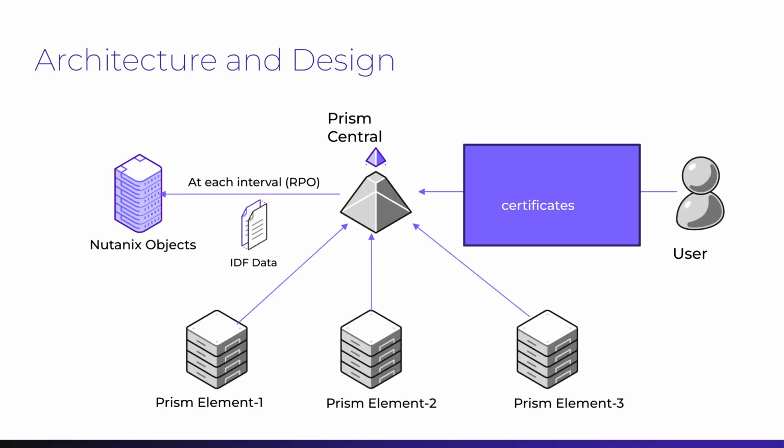On Prism Central, there's a database called Insights Data Fabric, or IDF, that stores configuration, periodic performance, and metric data from various components and services of the infrastructure. Once the user configures the backup target details, including the bucket details, any required object store certificates, and the desired backup interval, the IDF database will be replicated at the defined RPO interval as a file to the defined Nutanix Objects bucket.